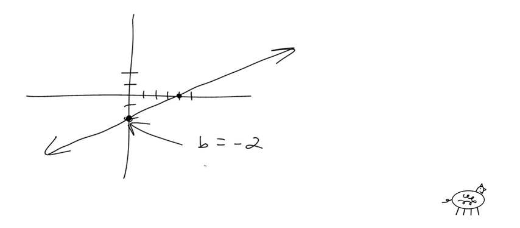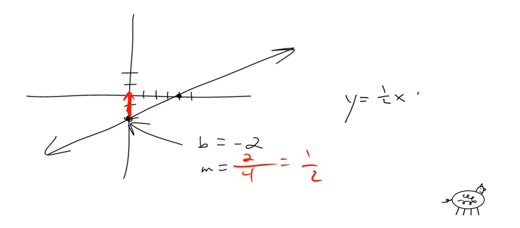Your slope is rise over run, so I'm going to go up 2, so positive 2, and run 1, 2, 3, 4. So that equals 1/2. That's your slope. Okay, then your equation is y equals 1/2 x minus 2. Okay? Very, very easy.